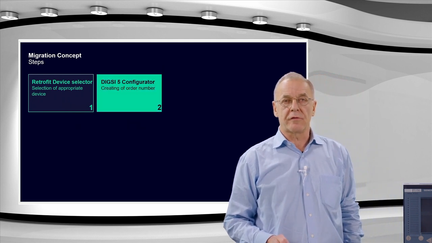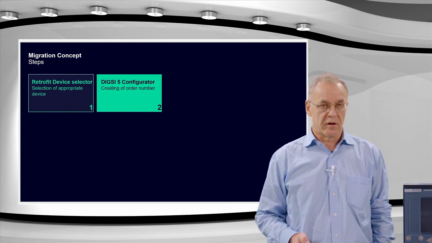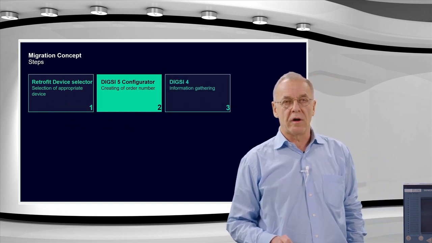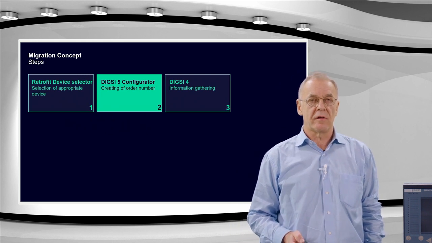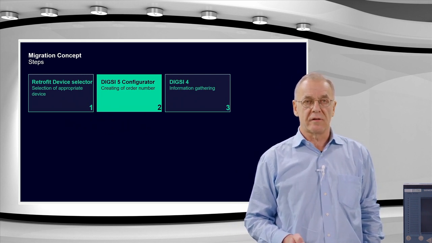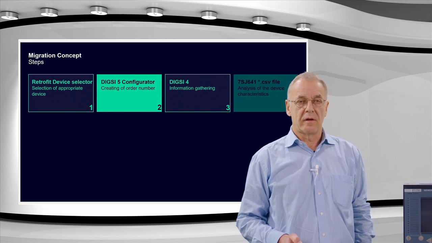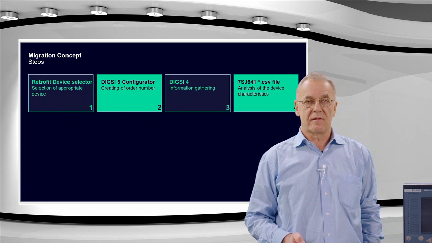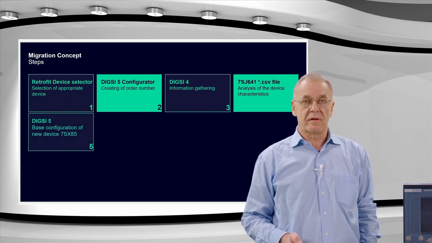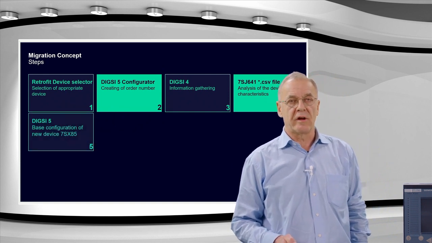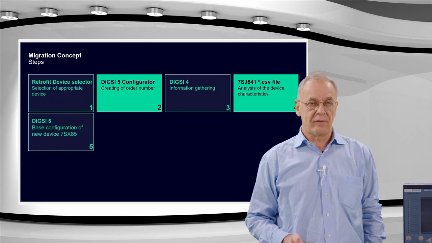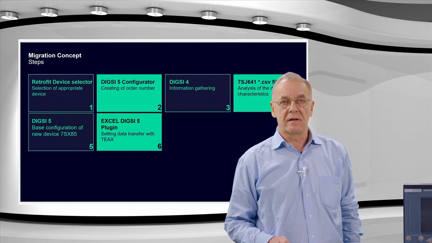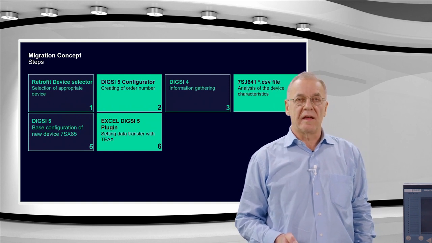With the DIGSI 5 configurator, we create the order number. Then, with DIGSI 4, we prepare the information of the device configuration. We analyze the device characteristics. Based on the result, we configure the new 7SX85. With the Excel plugin, we edit the settings.